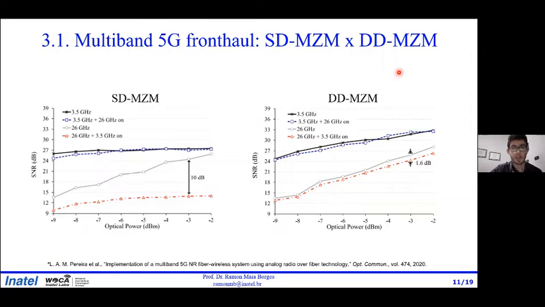Okay, let's go to the analysis for the dual drive Mach-Zehnder modulator. For 3.5 gigahertz, there were no significant modifications. There was no degradation in the 3.5 gigahertz SNR as a function of the presence of the 26 gigahertz. The curves are proximal. In a second moment, we measured again the 26 gigahertz SNR, gray curve. And when we make the 3.5 gigahertz on, we observe a degradation of 1.6 dB, a degradation which is lower than that from the single drive Mach-Zehnder modulator. So these results indicate the advantage of using the dual drive Mach-Zehnder modulator to deploy multiband 5G fronthaul.